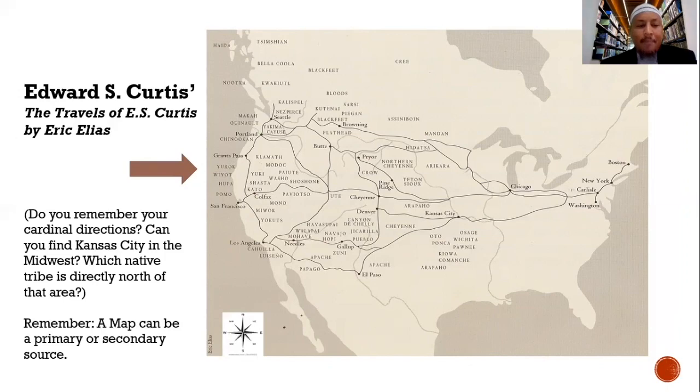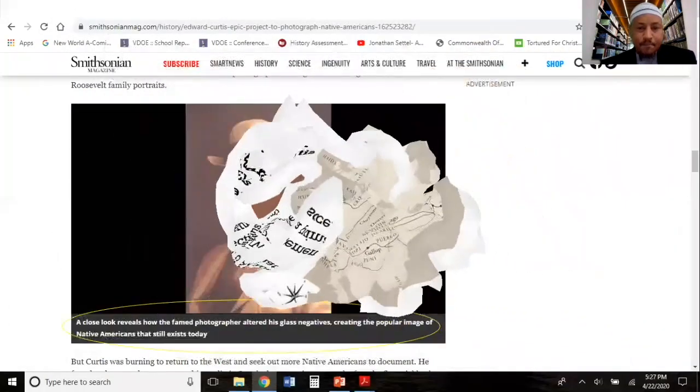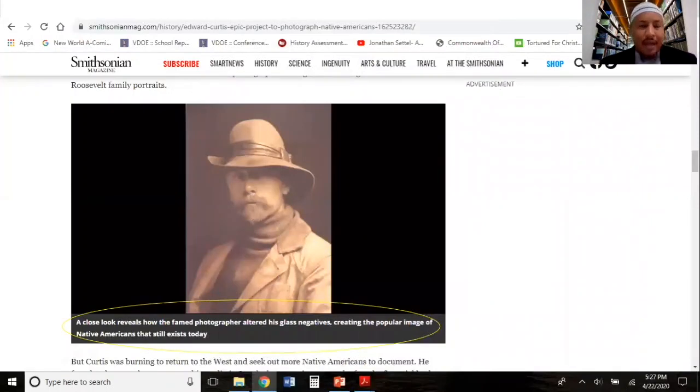Now remember, a map can be a primary or secondary source. If it's a map that was drawn in the time period that we're studying, it's called a primary source. But if it's something that was done later, like this one, this was done years after Curtis, this is a secondary source, okay?